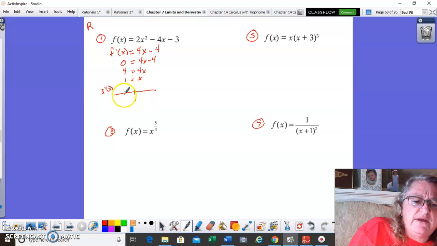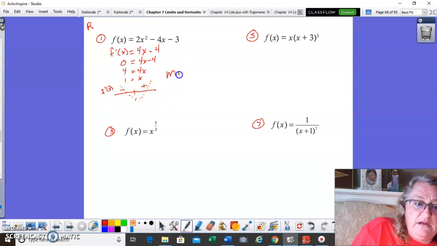So anyway, I'm going to substitute a number less than 1. I'm going to use 0 in the first derivative. 4 times 0 minus 4 is negative 4, so that's a negative. And a number greater than 1 is 2, which I'm going to substitute in here. 4 times 2 is 8, minus 4 is a positive answer. Because I go from a negative to a positive, I can tell that this is actually a minimum.